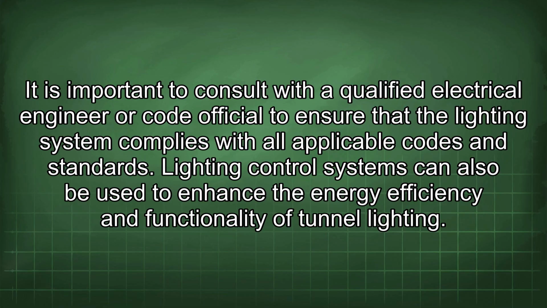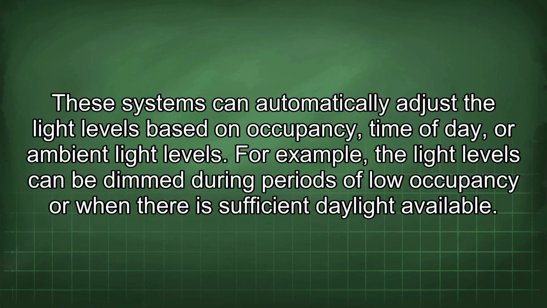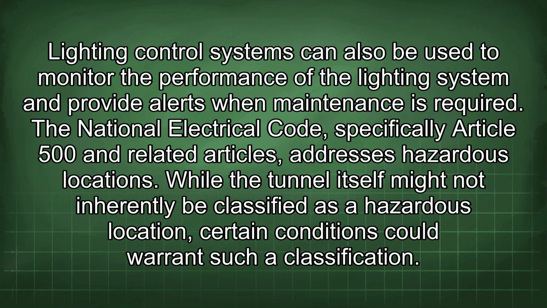Lighting control systems can also be used to enhance the energy efficiency and functionality of tunnel lighting. These systems can automatically adjust the light levels based on occupancy, time of day, or ambient light levels. For example, the light levels can be dimmed during periods of low occupancy or when there is sufficient daylight available. Lighting control systems can also be used to monitor the performance of the lighting system and provide alerts when maintenance is required.